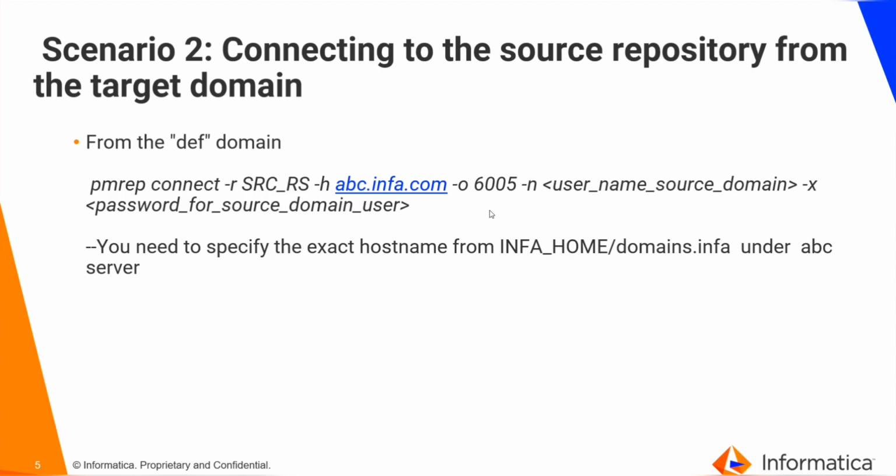The reason we are discussing this difference is that most of the time we tend to use hyphen d and are unable to connect to the source repository. The reason behind this is that the domains.infa file does not have the details of the domain and repository service you are trying to connect to.